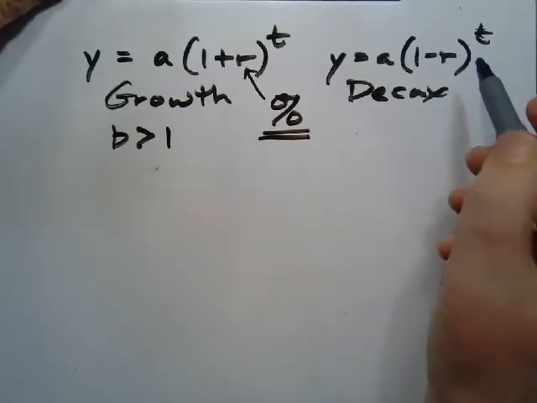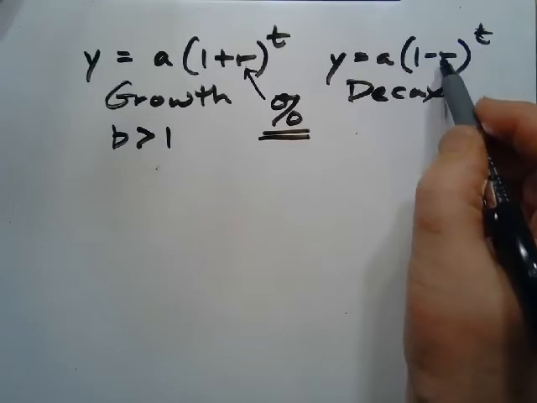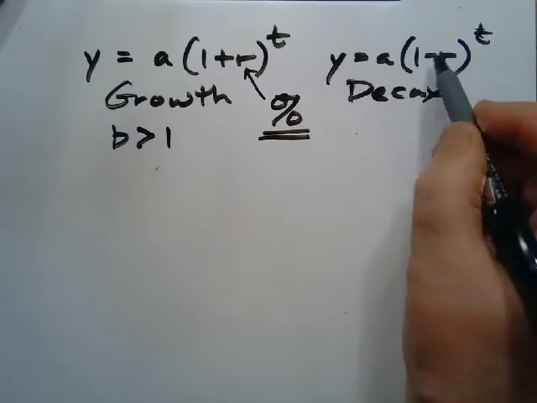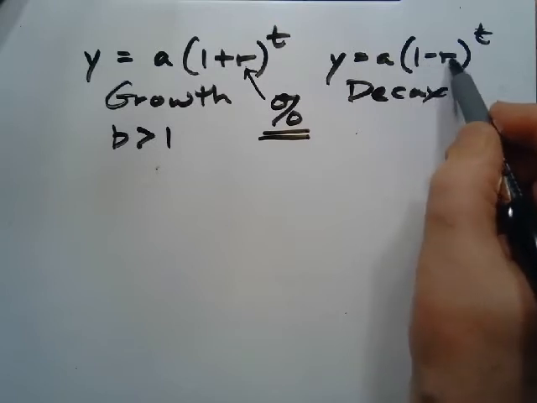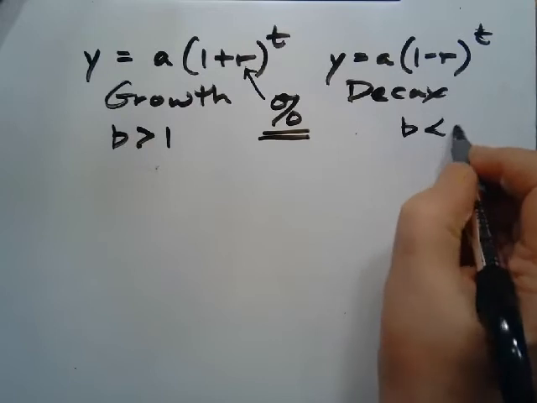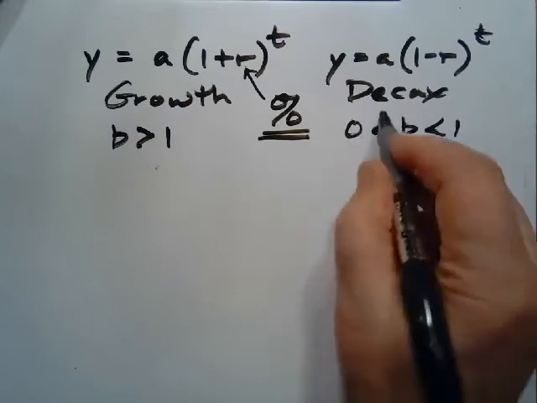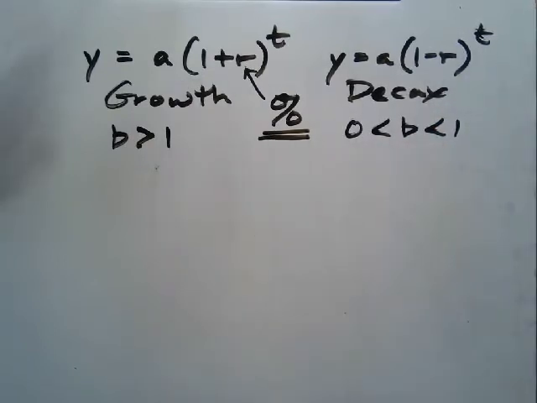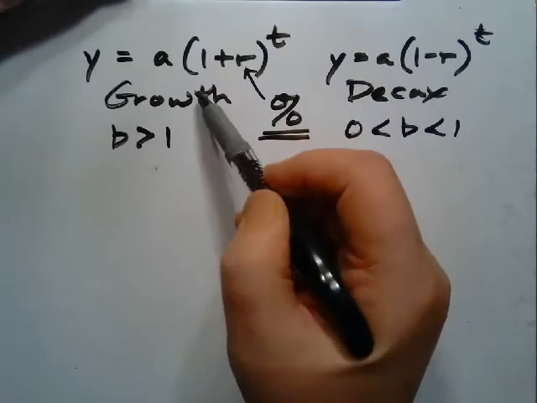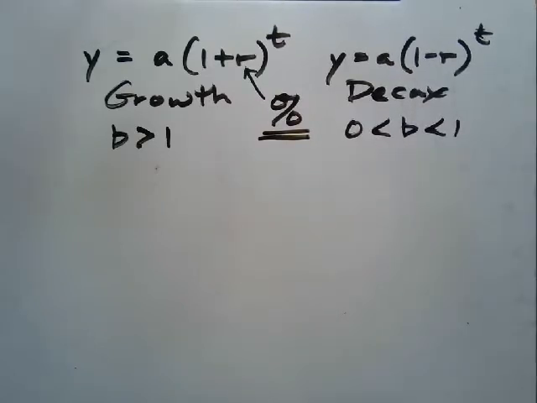On the other hand, decay has a minus sign here. So if I put a decimal in here and I subtract it from 1, I will get something less than 1 here. That's because the base here has to be between 0 and 1, decay. Now these two formulas are so similar, you really only need to know the basic form and then just recognize, oh, it's a plus sign if it's growth and it's a minus sign if it's decay.